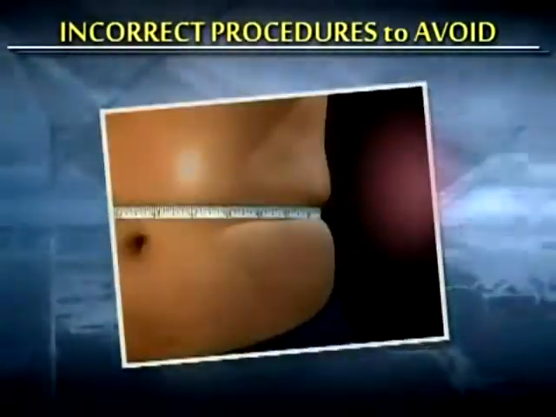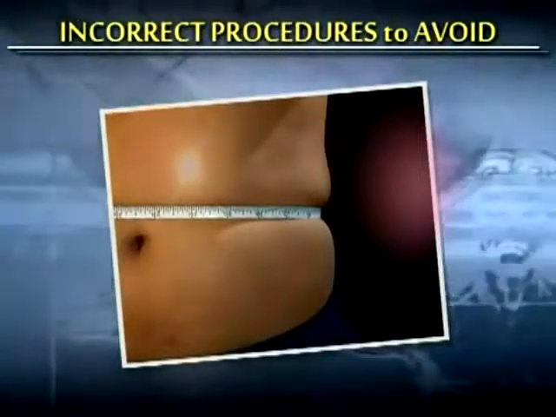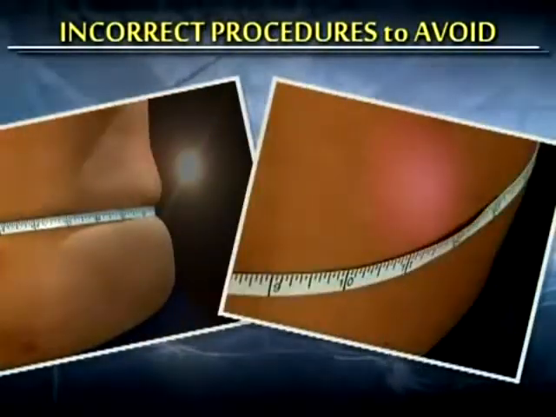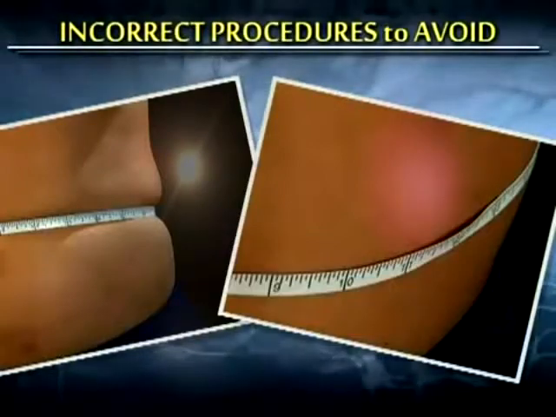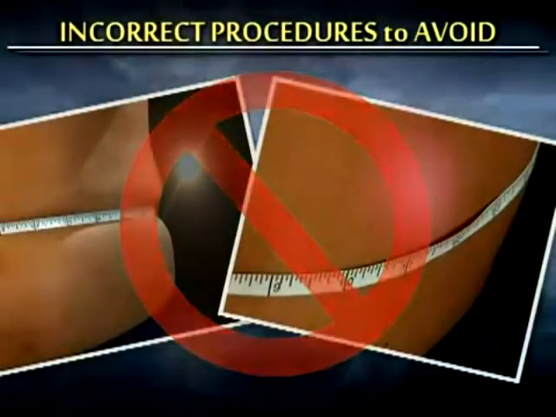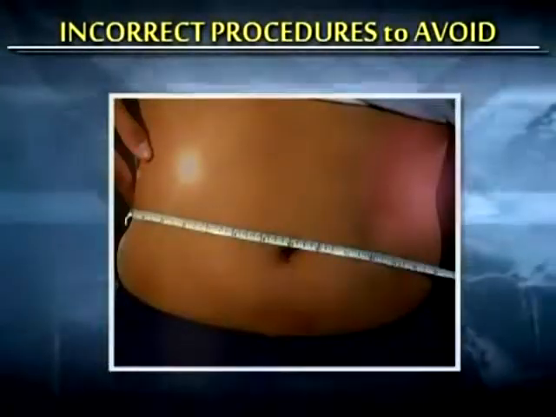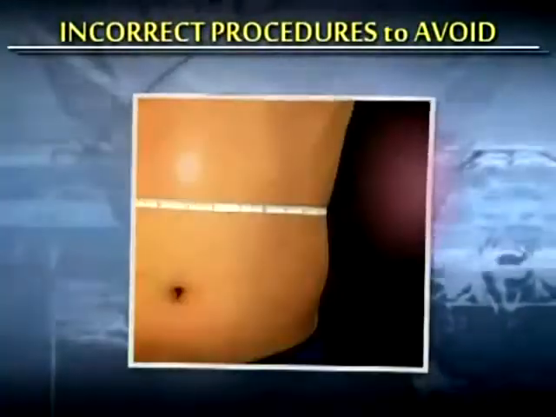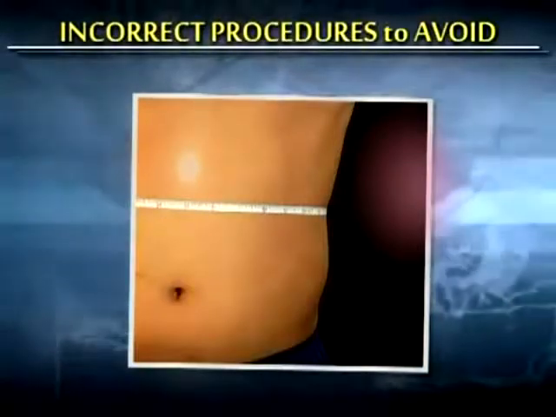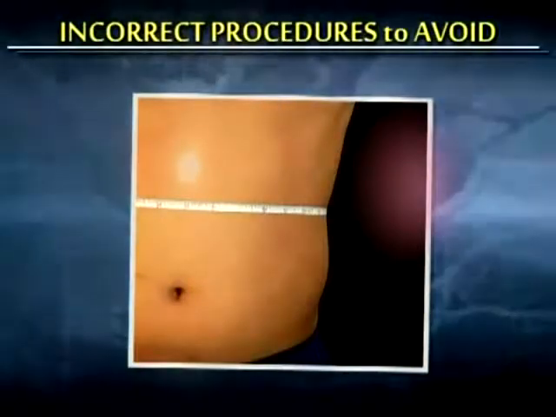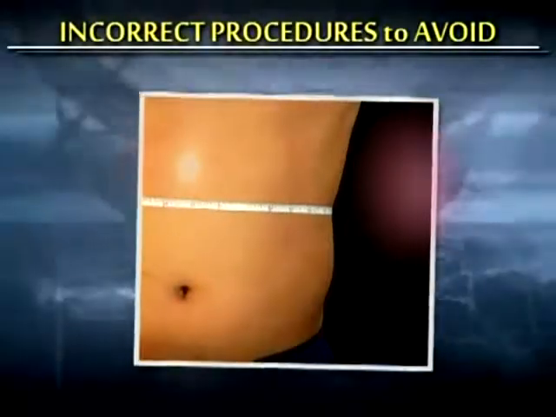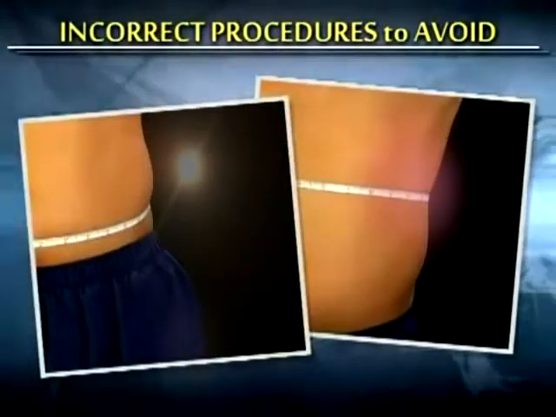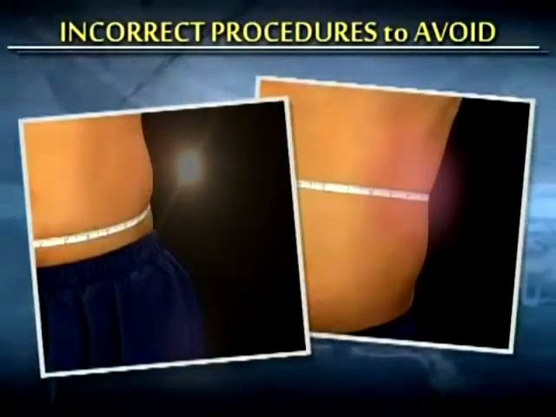For you assessors out there, here are some improper techniques to avoid. Don't pull the tape too tight or allow it to be too loose, as this will render an incorrect measurement. If the tape is not parallel, you'll get an incorrect measurement. And if the tape is placed too high above the landmark, the superior border of the iliac crest at the mid-axillary line, or too low, you will also get an incorrect measurement.